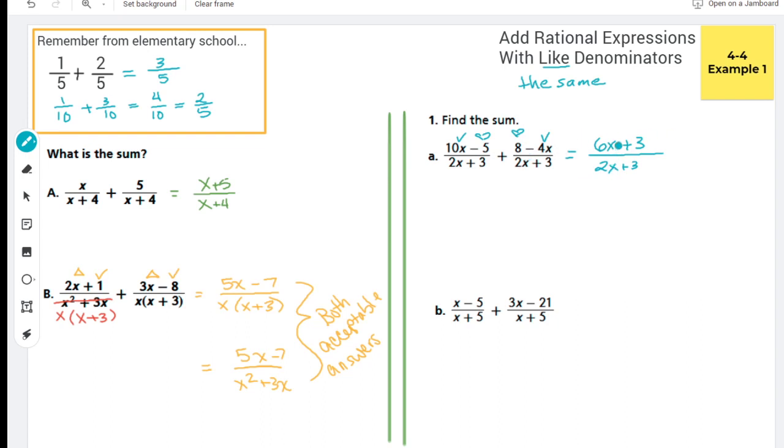Now, I know you might be tempted to see the x plus 3's here and cancel them, but those don't cancel. Remember, you can only cancel out terms that are part of a product. So this is kind of an all or nothing deal.